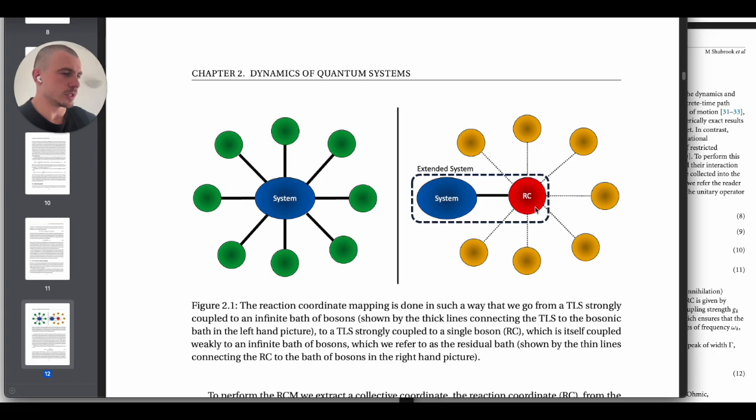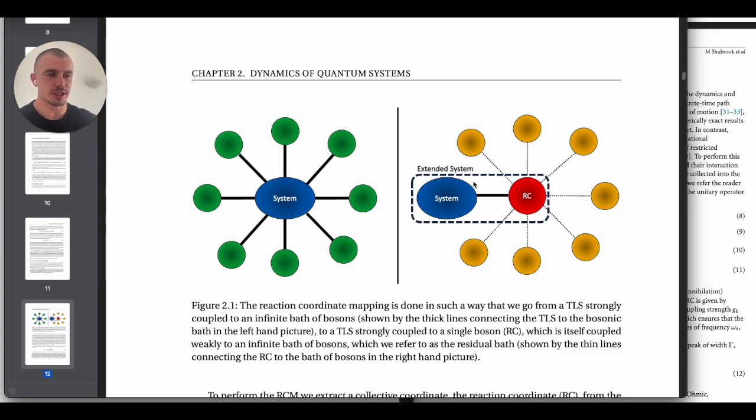Now the issue is of course that the reaction coordinate is a harmonic oscillator, so it has an infinite number of energy levels. So it's going to be difficult to simulate that on a computer. So what we do is we truncate the number of energy levels that we simulate in the reaction coordinate. That gives us a finite dimensional Hilbert space of the extended system, which allows us to solve problems tractably on a computer for the extended system state.